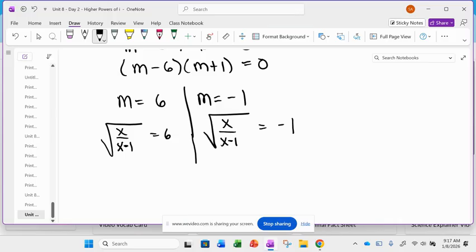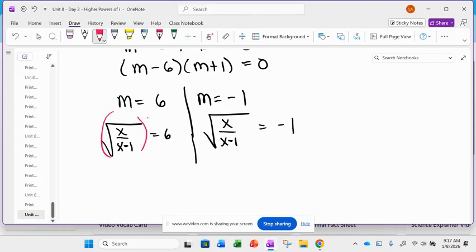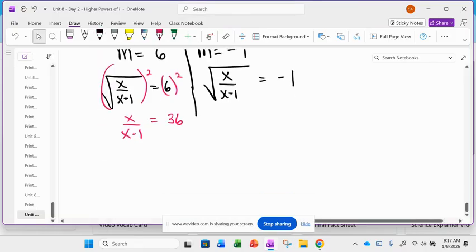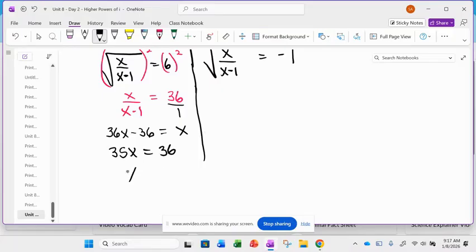And now we solve. So to undo a square root, what am I going to do? Square both sides. So now I have x over x minus 1 is equal to 36. Now we solve. And we're going to have 36x minus 36 equals x. I just cross multiplied and distributed in. That's all I did. I'll have 35x equals 36. So x will equal 36 over 35.